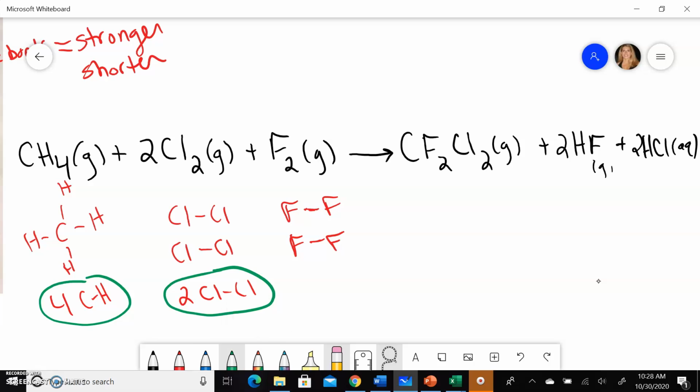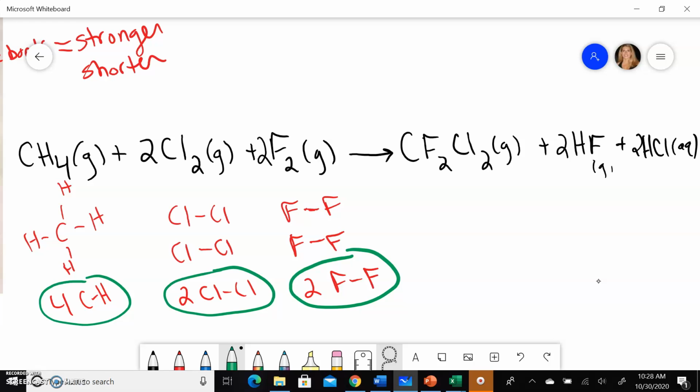Nope, I wrote down the question wrong. That should be 2. So we're going to break 2 F to F bonds. So on the reactant side, we have to break 4 CH bonds, we have to break 2 chlorine to chlorine bonds, and we have to break 2 fluorine to fluorine bonds.